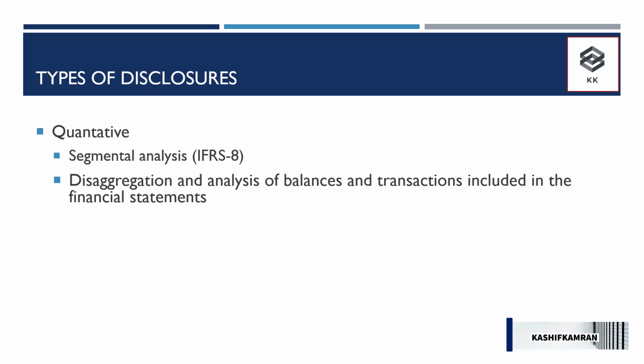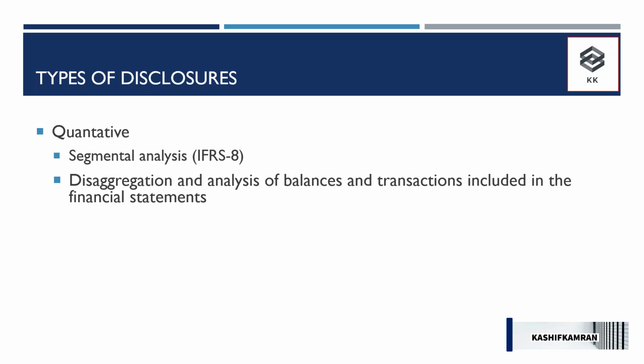Moving onwards, the types of disclosures you should be aware of. When you look at the notes to the financial statement, the financial statement consists of two types of disclosures. One is referred to as quantitative disclosures, which are voluminous. For example, the disclosure of IFRS 8, the segmental analysis, where the organization presents their segmental results. So segmental results is part of a quantitative disclosure.